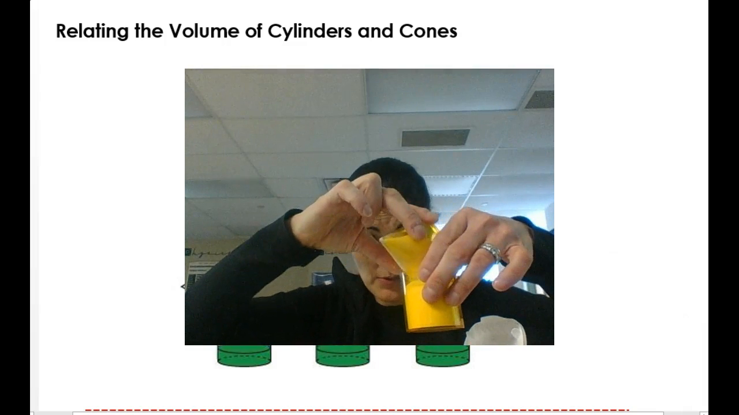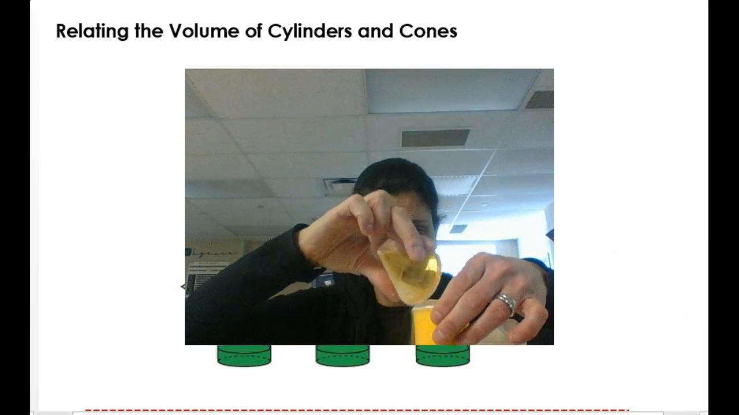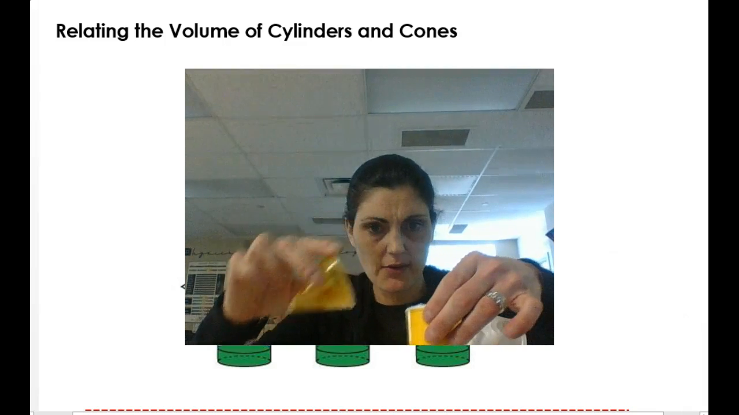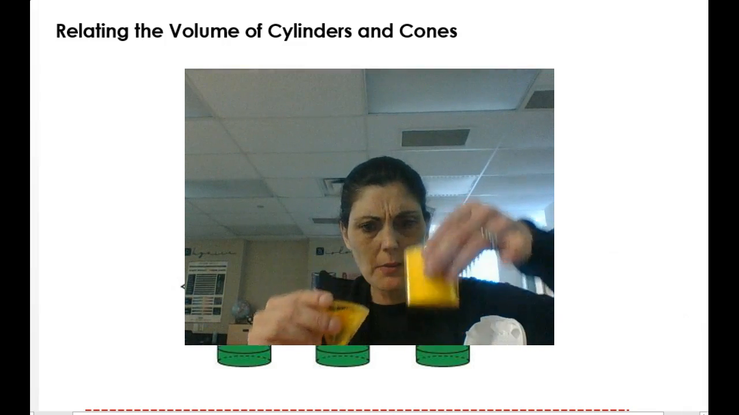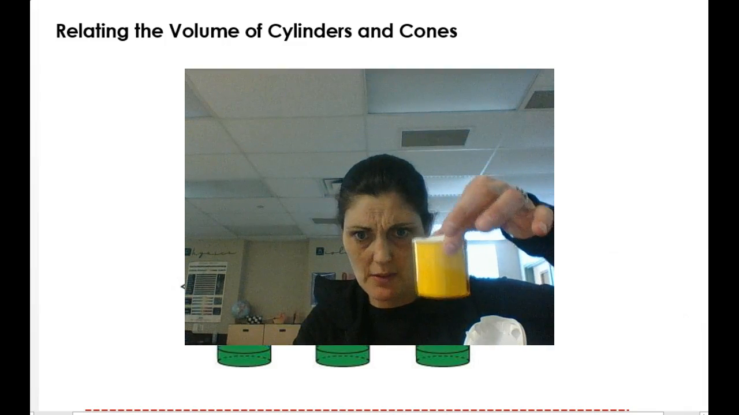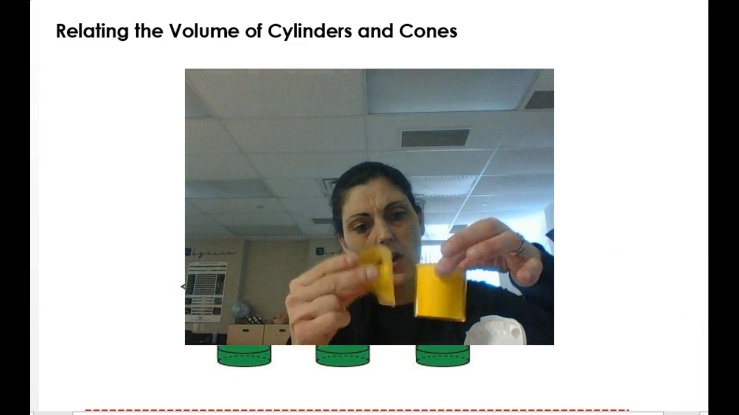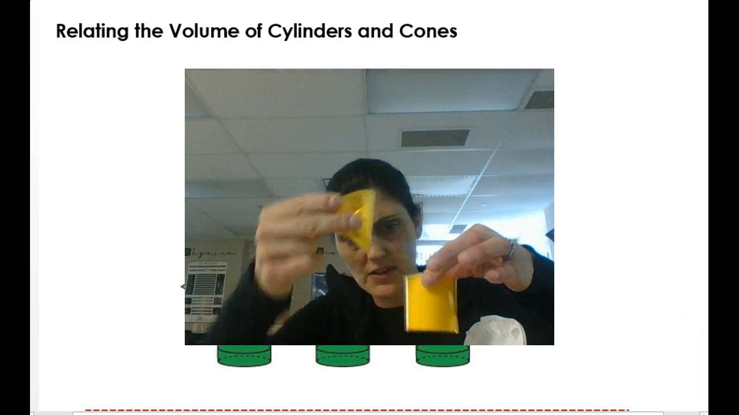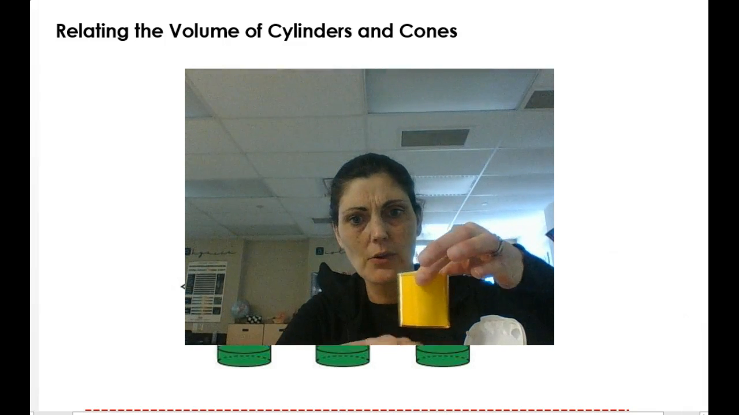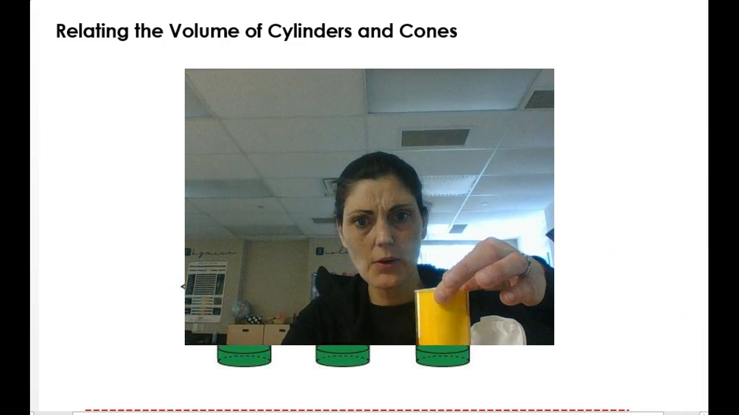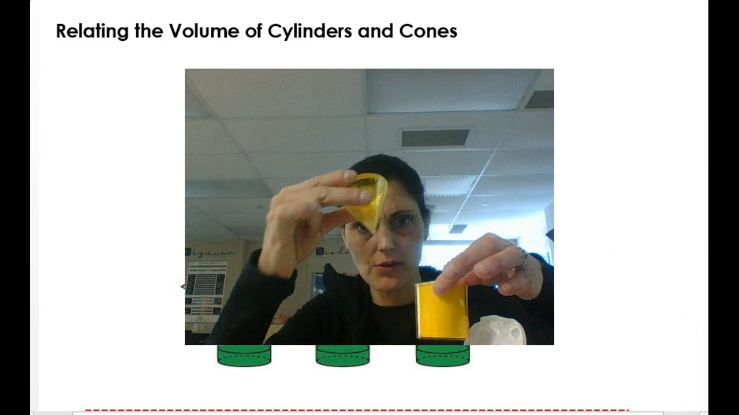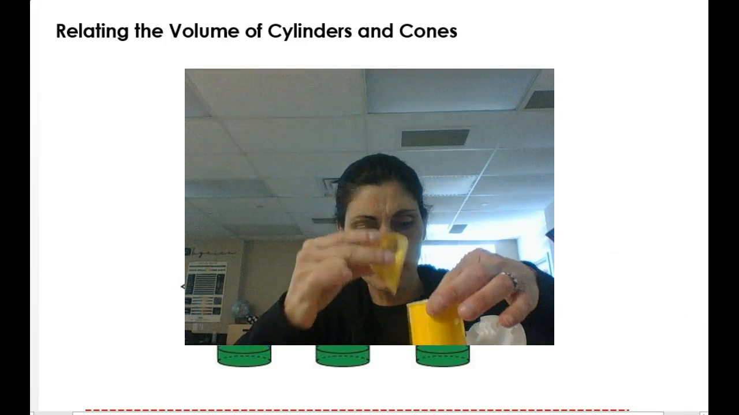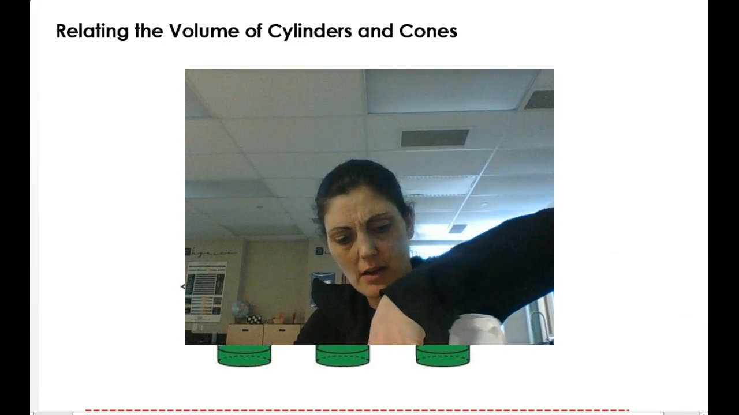And filling this up a 3rd time. Boom. Trying not to get everything everywhere. Okay, so I would imagine that if I shook this a couple times, I would see that the volume of sugar based on 3 cones into the cylinder would be exactly 3. So exactly 3 of the cones would fit into my cylinder with the same base and the same height.